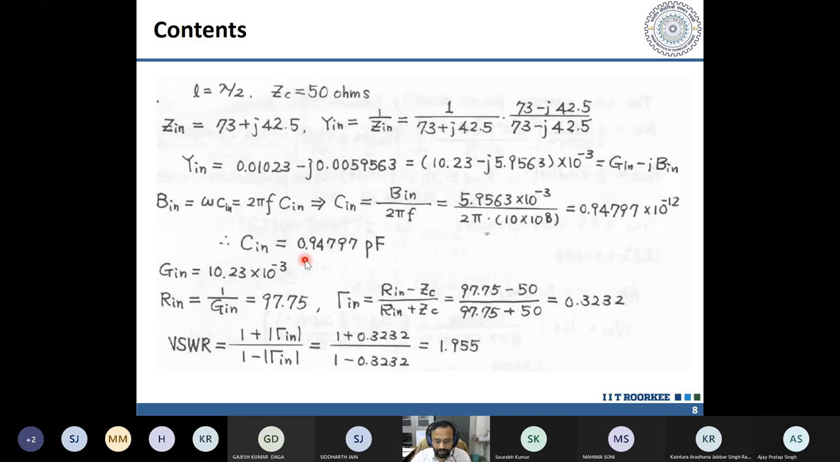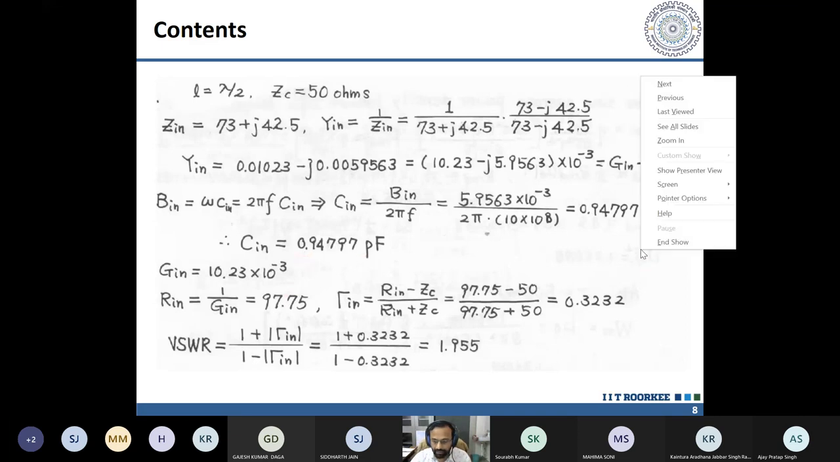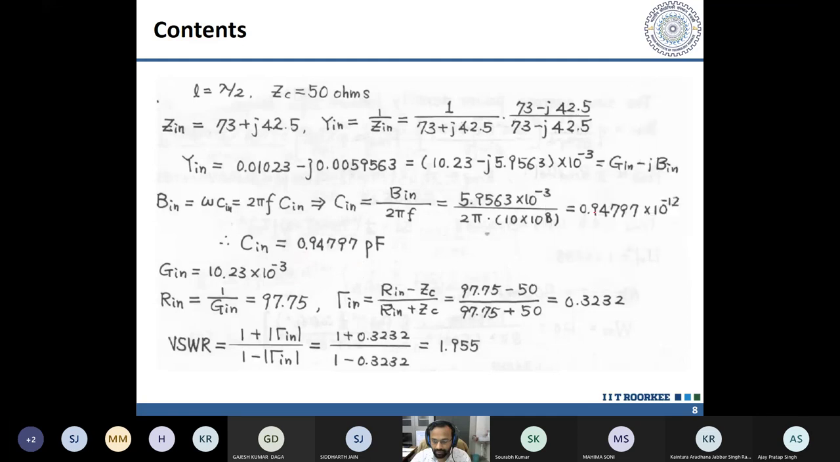So the matching network needed is, let me try to point. This is a dipole antenna. We have a capacitance connected in parallel here, and then we need a quarter wavelength transformer, correct? So this is 90 degrees.